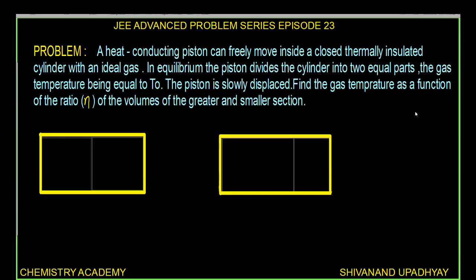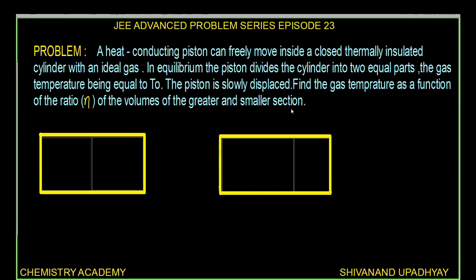So first I am reading the problem, and then after reading the problem you can pause the video and try by yourself. A heat conducting piston can freely move inside a closed thermally insulated cylinder with an ideal gas. In equilibrium, the piston divides the cylinder into two equal parts, the gas temperature being equal to T naught. The piston is slowly displaced. Find the gas temperature as a function of the ratio eta of the volumes of the greater and smaller section. Let us start solving this problem.